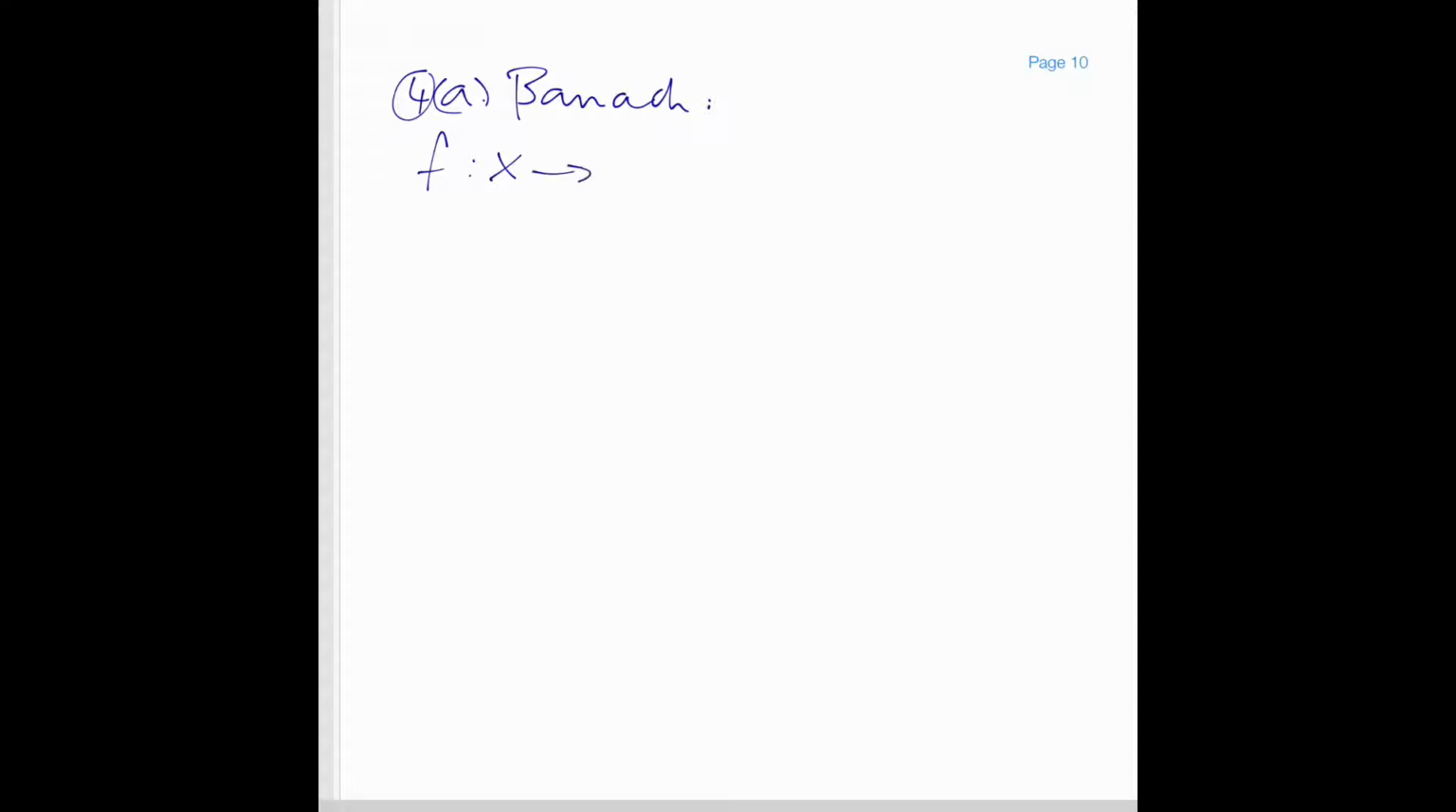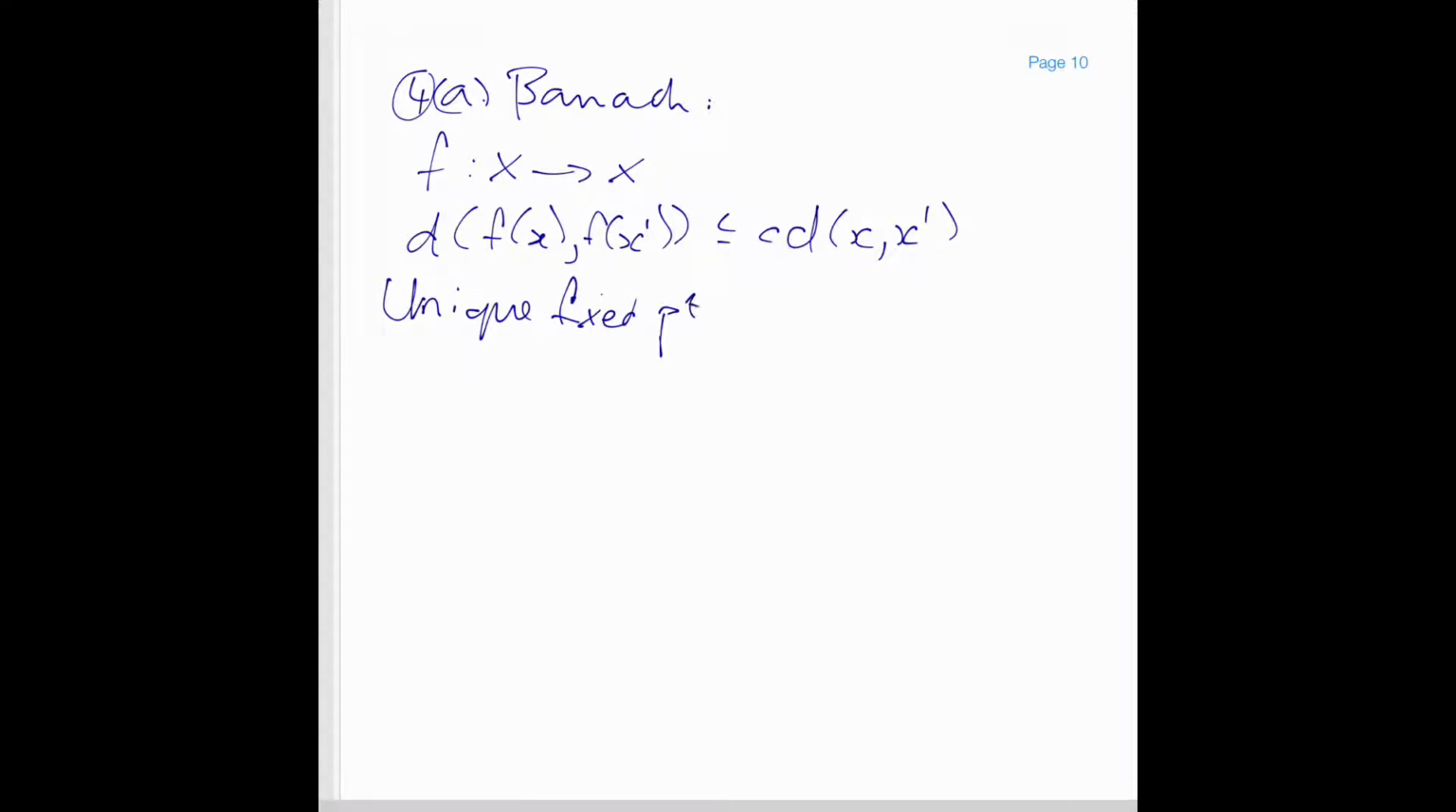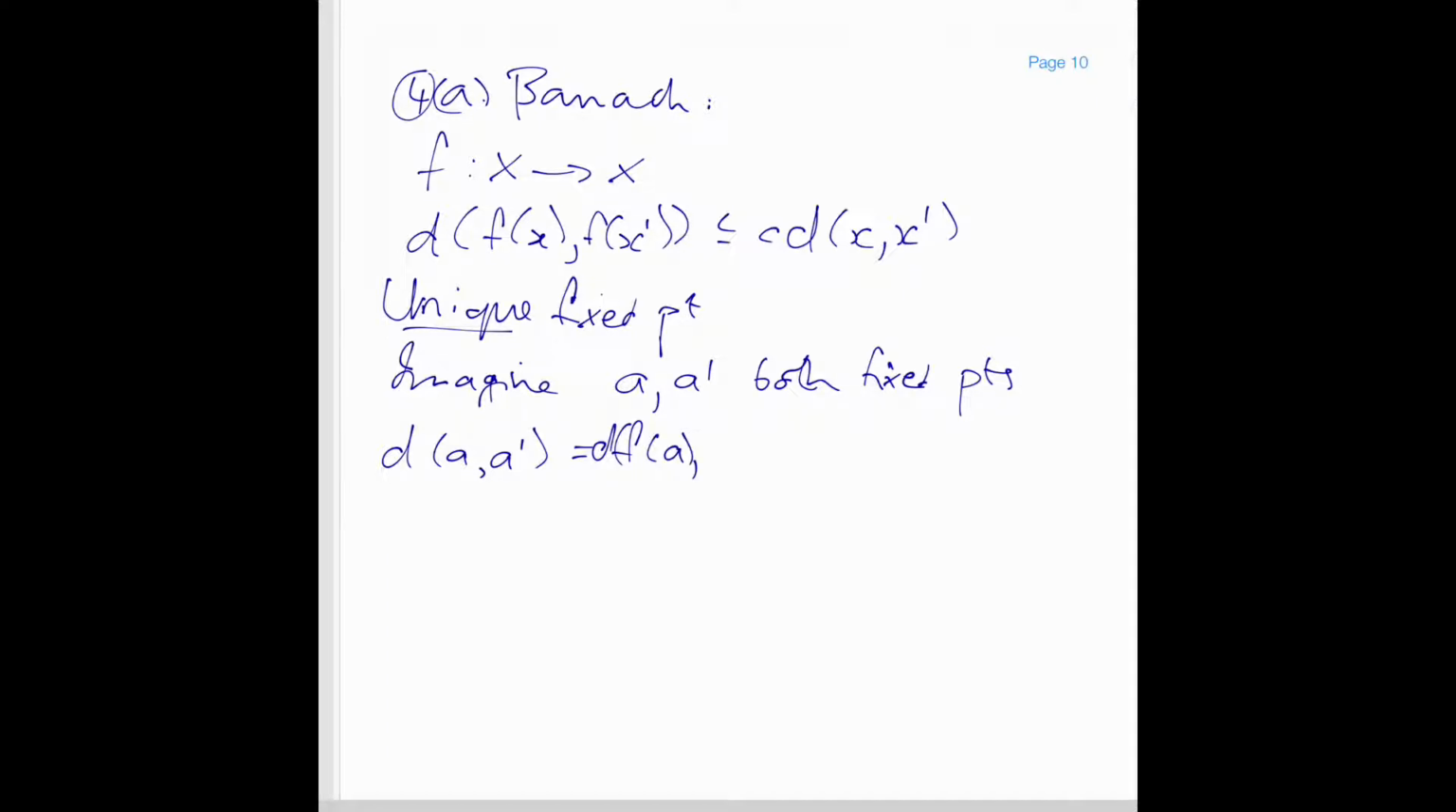Step 4a, Banach's theorem proper. Here for a function f which maps x into itself and which is a contraction, so that the distance between f of x and f of x prime is less than or equal to c times the distance between x and x prime with c between 0 and 1, we need to show that the fixed point is unique. So let's imagine this is not the case and that there is an a and an a prime in the domain which are both fixed points. Then this would give that the distance between a and a prime is equal to the distance between f of a and f of a prime because of the definition of a fixed point.